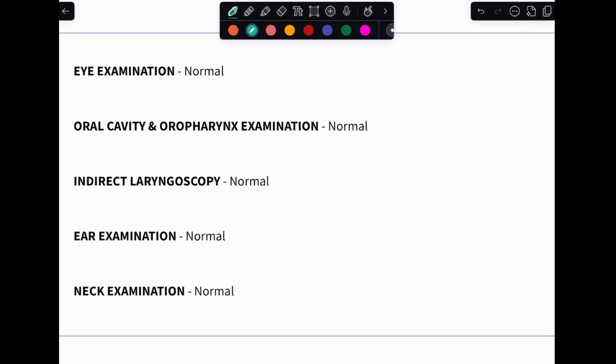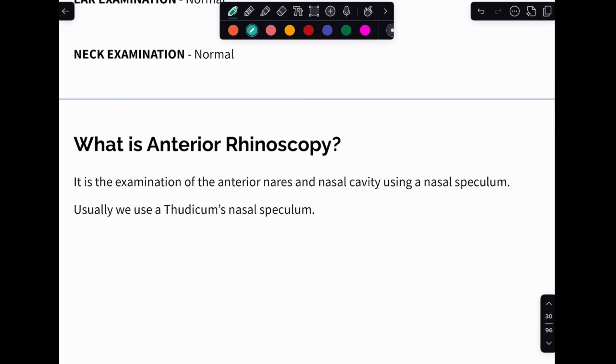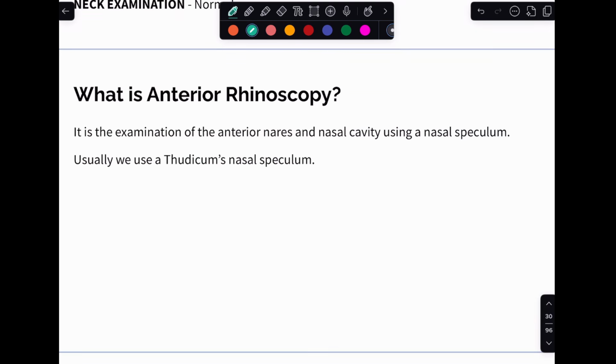So now let's go on to discuss each one of them. Starting with our anterior rhinoscopy. We saw all our findings on anterior rhinoscopy. So what is anterior rhinoscopy? This is a question you'll typically be asked. Anterior rhinoscopy is an examination of the anterior nares and the nasal cavity using a nasal speculum. And the speculum that we usually use over here is a Thudicum's nasal speculum.